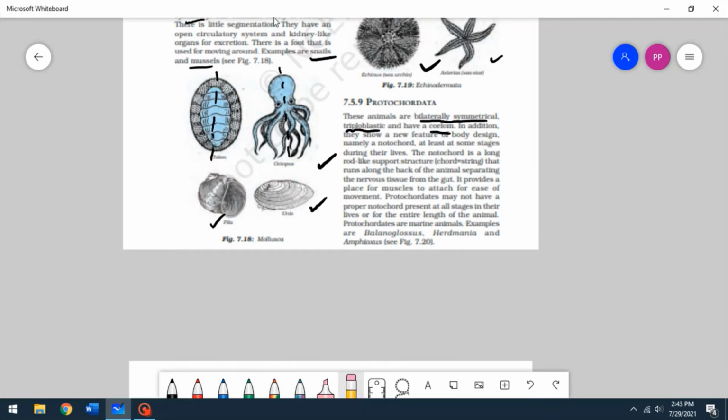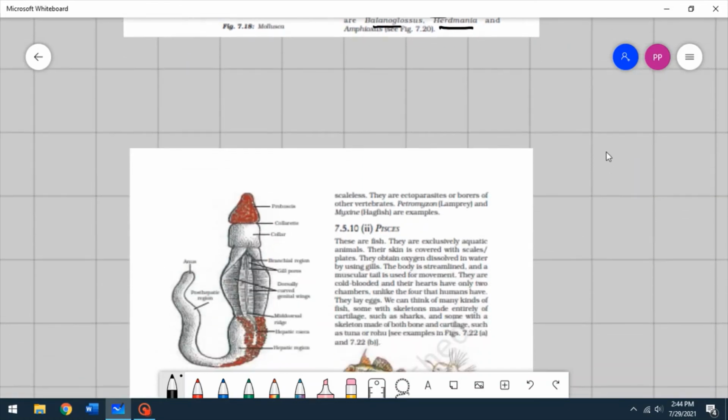Alright, so it provides a place for muscles to attach for ease of movement. So by now all these animals have begun moving a lot, alright? They have to move a lot, so they need to have ease in moving, and that is how a notochord helps. Protochordates do not have a proper notochord present at all stages in their lives, alright? So they don't have a spinal cord from their birth to their death, and they are marine animals, alright? So some examples would be Herdmania and Balanoglossus, alright? Those are some examples of protochordates.